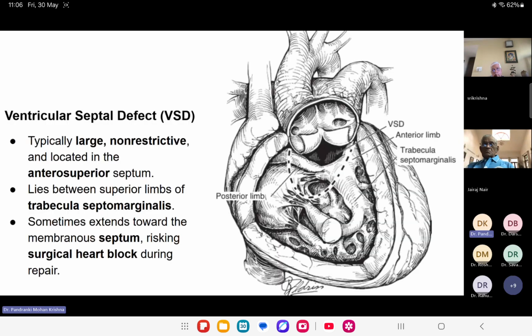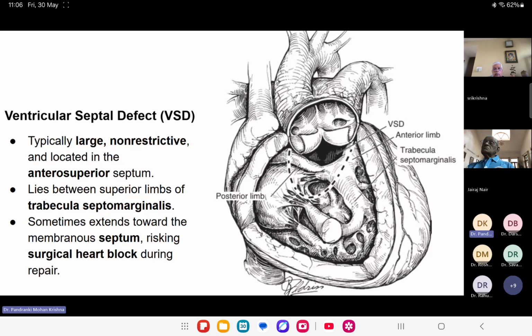Coming to the morphology of the VSD. VSD typically large, non-restrictive, located in the anterosuperior septum, lies between the two limbs of the trabecular septa marginalis. These are the two limbs of the septal marginal trabeculation, which lies above it. So the superior surface is being marked by the truncal valve.